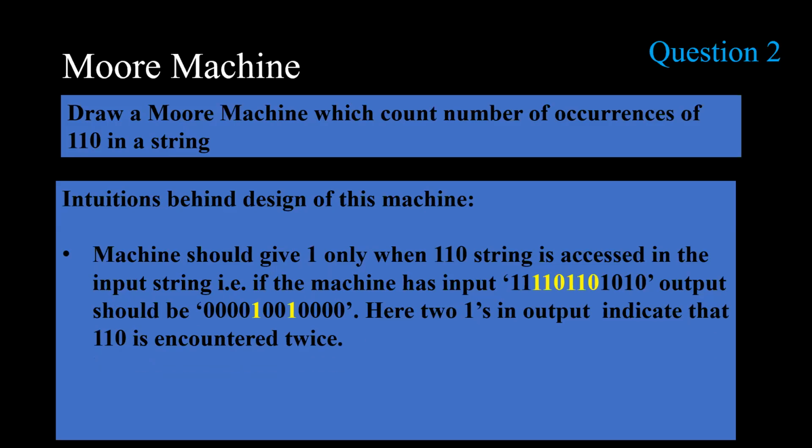Just take an example. If we have a machine with input 110, 110, 1010, the output should be all zeros except for a 1 when 110 is encountered, because that is what we want as the output. Next time 110 is encountered, it should be 1 again. So the number of 1s indicates how many times the string 110 occurred in our machine. We also have the design constraint that the machine should compulsorily be a DFA.